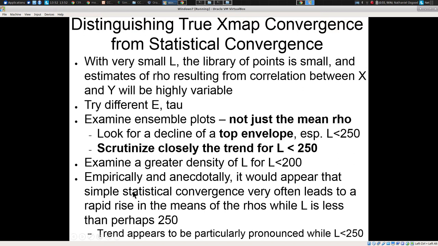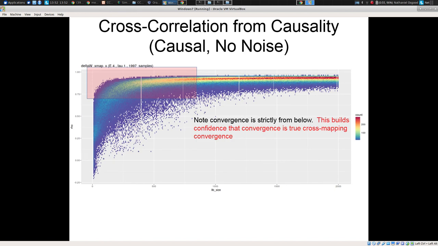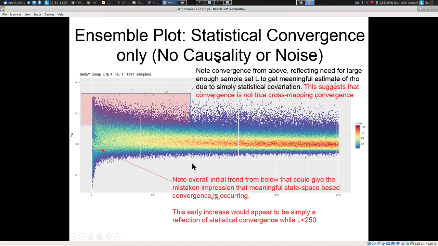And my observation is that simple statistical convergence often leads to a rise in the mean of the rows, while L is less than 250. So you have to be cautious about the mean. Okay, so here's statistical convergence, another example of statistical convergence compared to causality here. And you'll note that it's building from below here. Here you'll note that there's this upper fringe, and yet the mean is maybe, in some of these cases, coming up.